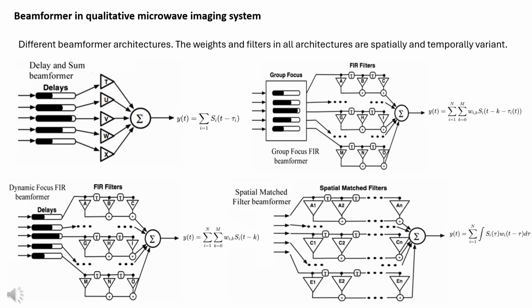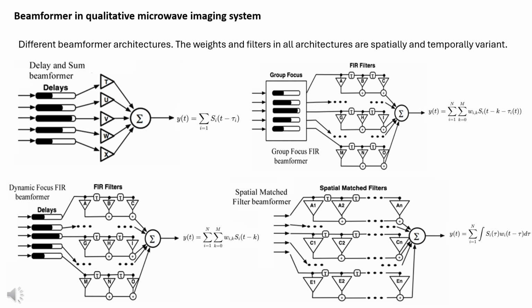or other complex tissues. The key aspect across all these beamformer architectures is the spatial and temporal variability of the weights and filters, allowing for enhanced adaptability and precision in processing the measured scattering parameters, S parameters. This variability is crucial for capturing accurate and high-resolution images of the brain.